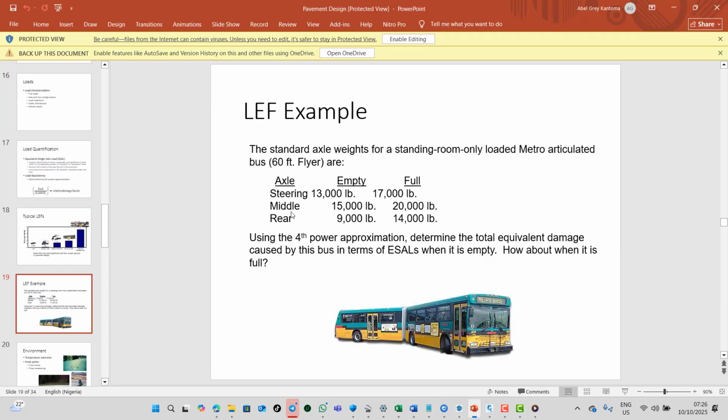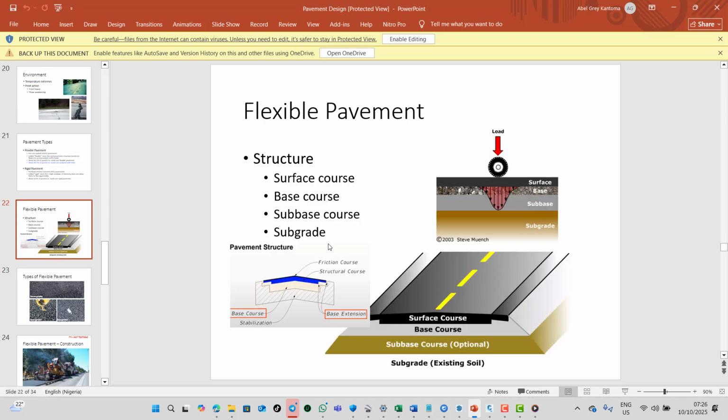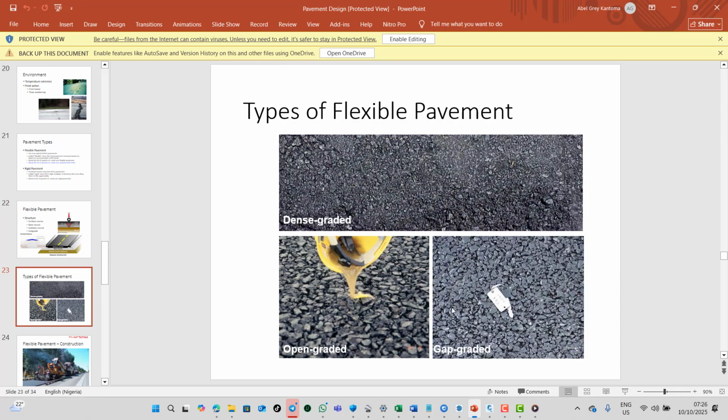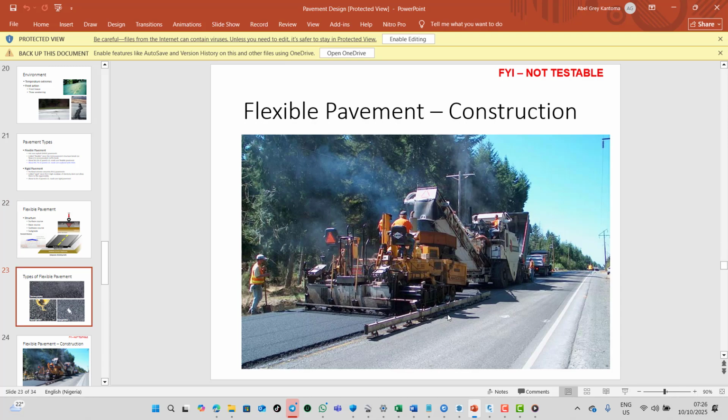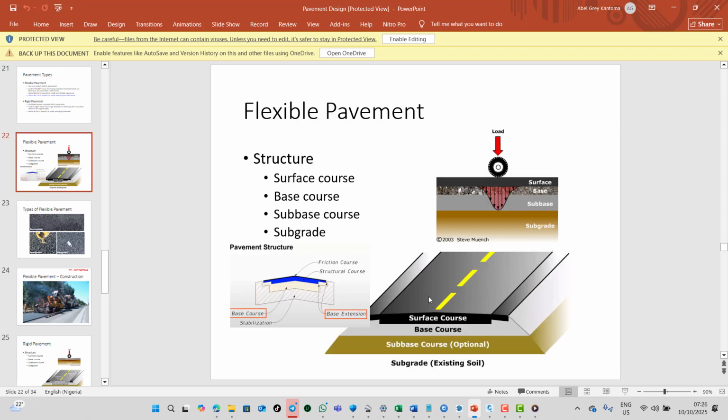You can see our subgrade means, let me show you a typical cross section of a flexible pavement. Flexible pavement is the one that has the asphaltic kind of pavement. Then the rigid pavement is like the concrete kind of pavement. Now this is the cross section of this flexible pavement. You can see we have the surface course, base course, sub-base course. Now if you look at the cross section, the subgrade means the existing soil, what you meet on the site there, and that soil needs to be tested.